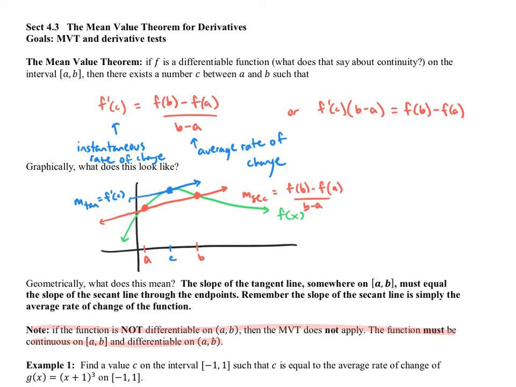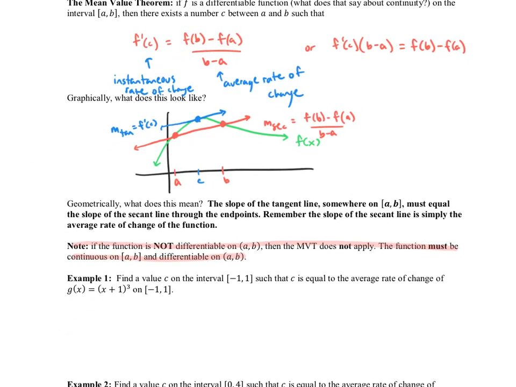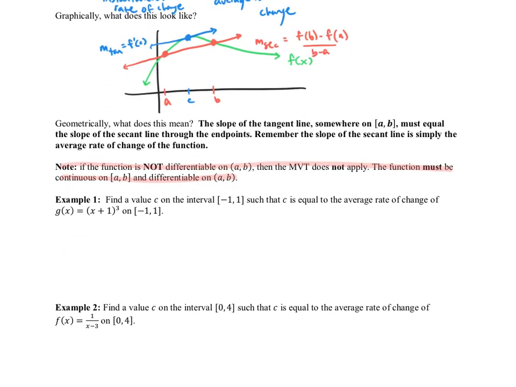Now, there may be multiple values of c along that interval for which the instantaneous rate of change is equal to the average rate of change, but the theorem says it's guaranteed that it will happen at least one time. Okay, let's move into example 1 and take a look at this at least a couple different ways with these first couple examples.